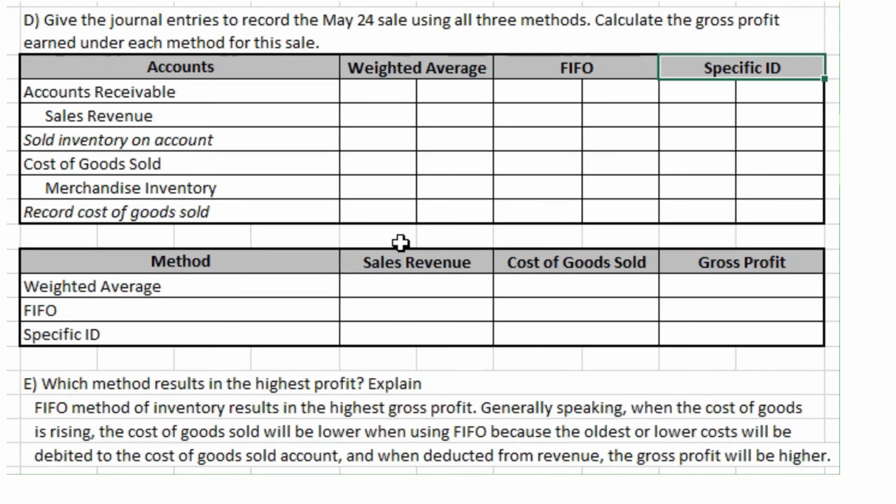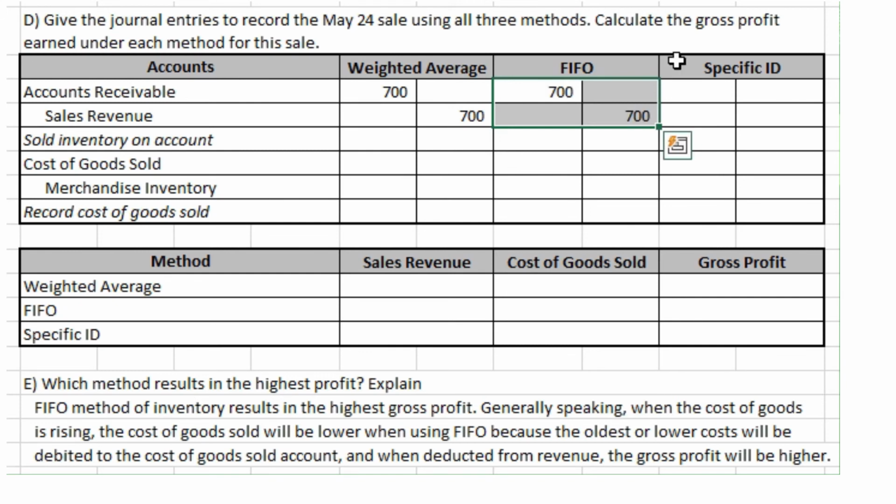The next component of this problem asks us to create the journal entries to record the May 24th sale. The May 24th sale, if you recall, was 20 units. Okay, and we have to record it under the 3 different scenarios. So under weighted average, being the first of our 3 scenarios, we had an accounts receivable and sales revenue of $700 because we were told we sold 20 units for $35 each.